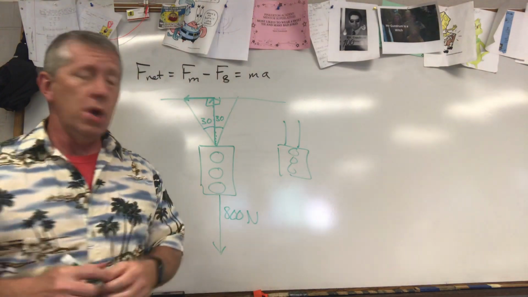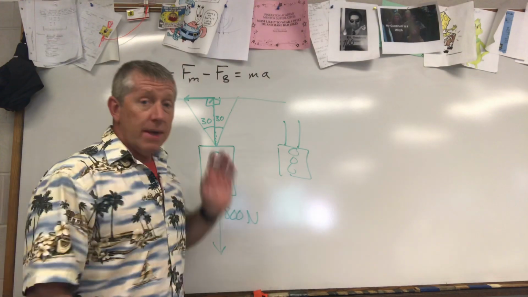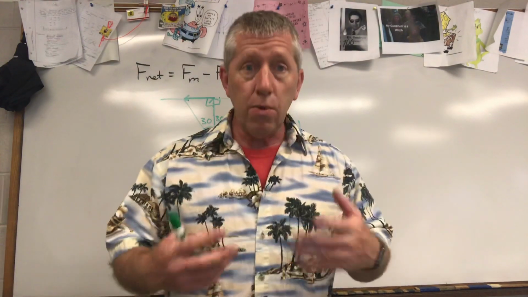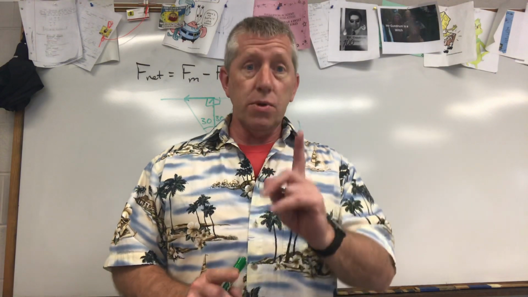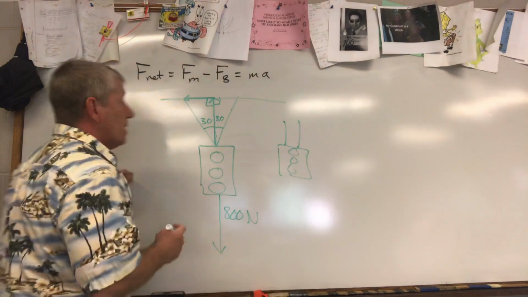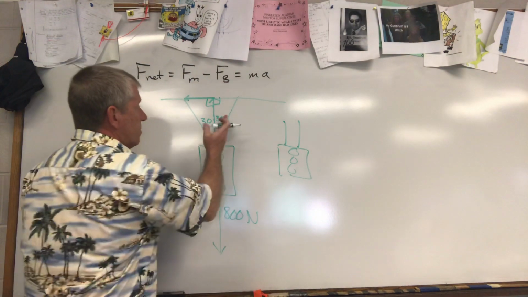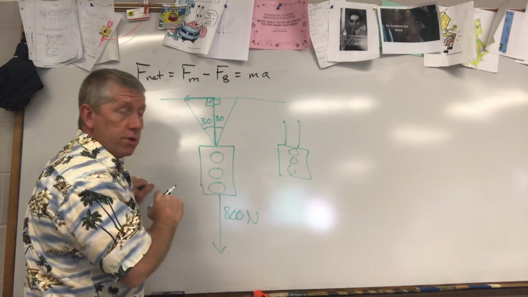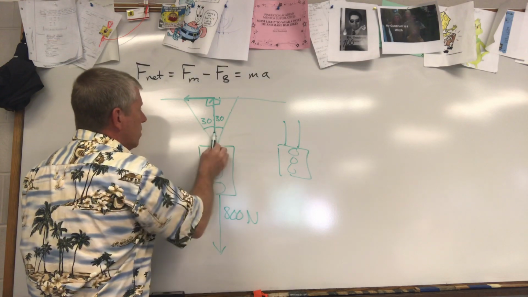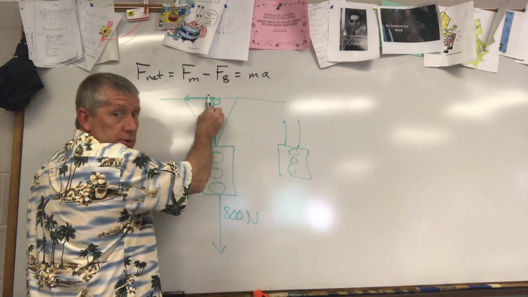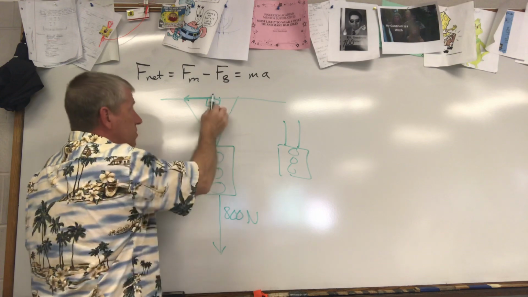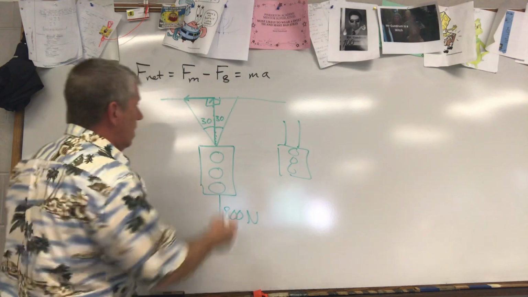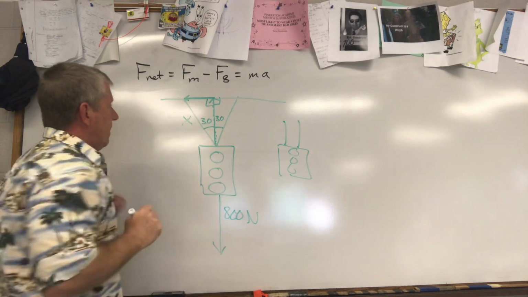Now, here's what we do know. We do know that each cable is holding up equal amounts of the 800 newtons. So it is true that the cables in the upwards direction are holding up 800 newtons, and therefore they split that equally, so 400 newtons. This cable in the upwards direction is holding up 400 newtons. But we want to know what that is right there.